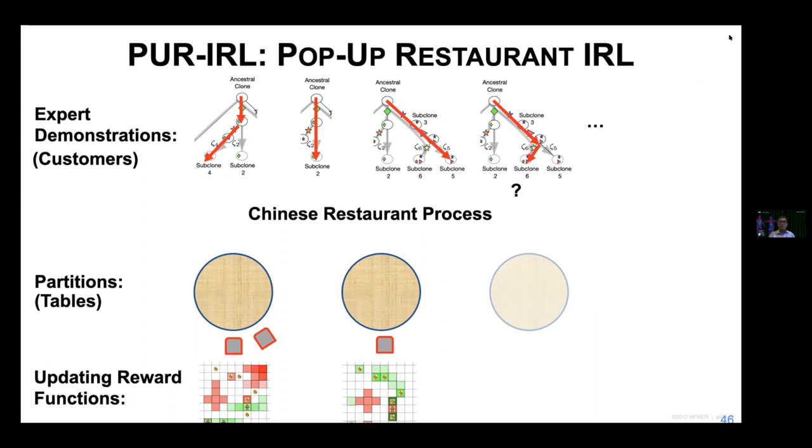And of course, the probabilities can depend on the similarities of the different expert demonstrations. And this is how you stochastically create a seating arrangement in a Chinese restaurant process that partitions the input data appropriately. And we do this over and over again because we're sampling many, many different possible partitionings. And so we're popping up many, many of these restaurants.